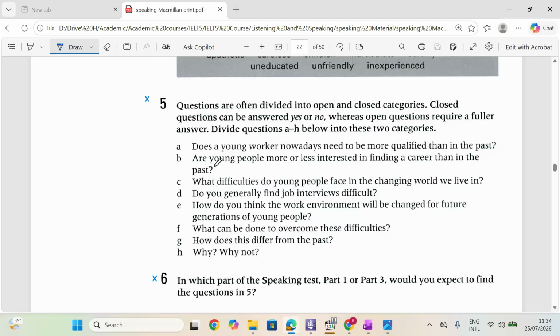The second question: are young people more or less interested in finding a career than in the past? Again, are young people more or less interested in finding a career than in the past? What difficulties do young people face in the changing world we live in? Let's consider this question C. Is it a specific or a general question?